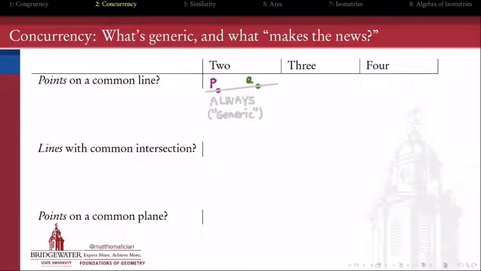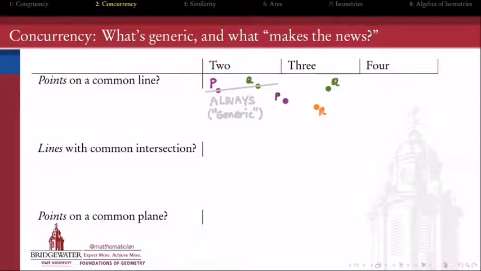And so the condition of 2 points lying on a common line is what we call a generic condition. The set of conditions under which it doesn't hold is very uncommon, the 2 points lying on top of one another, for example. So that's not a very special happening for 2 points to lie on a common line.